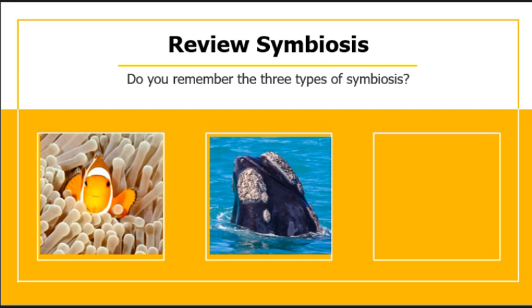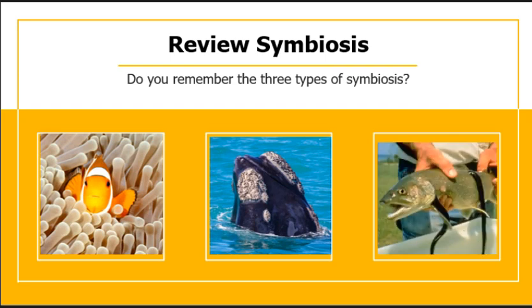So that barnacle and whale, commensalism. This is review. And the last one, parasitism. That's a lamprey on a fish, right? It's a parasitic relationship there. The lamprey benefits, the fish dies. All right, so we have them.